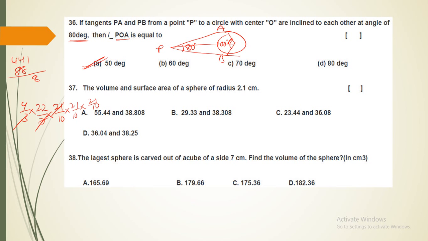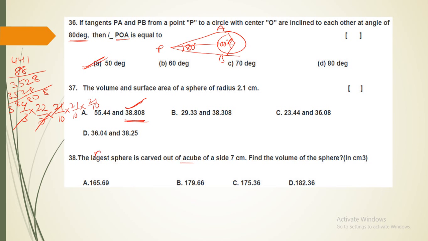8 1s are 8, 8 4s are 32, 8 4s are 32, 35. The same way 35, 28. So this is 8, 0, 8. So 5 plus 3, 8. So 3, 8, 38.808. So where am I getting 38.808? This is the only option. So the answer is 38.808 and 55.44.